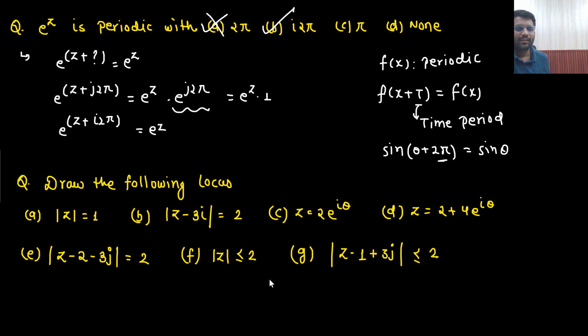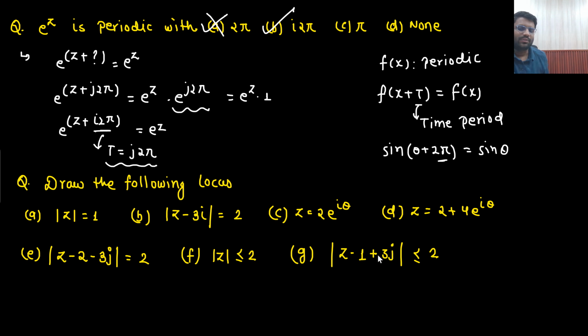Right? What is the time period? This guy is the time period. It is periodic with this time period. Although it is not time, it is a number. It is a complex number. But yeah, this will be known as time period here, which will be j2 pi, not 2 pi directly. Because e to the power j2 pi is 1, not e to the power 2 pi is 1. E to the power 2 pi is a value, no? E to the power 2 pi is nothing but e to the power 6.28, right? That's the value. So the answer is j2 pi.